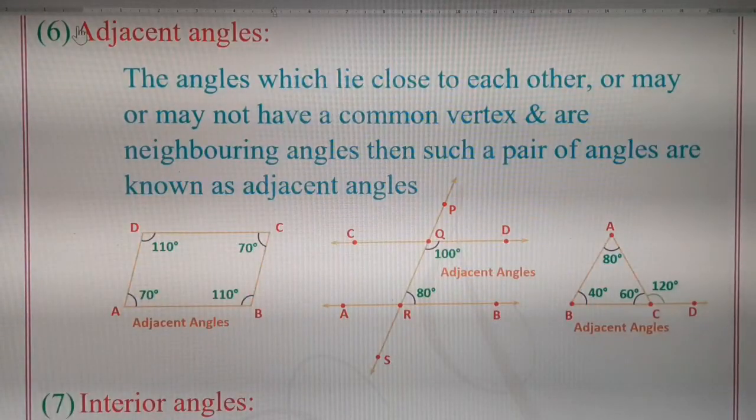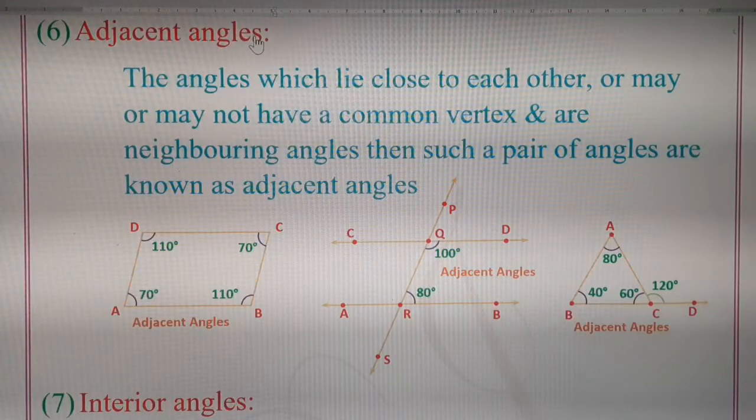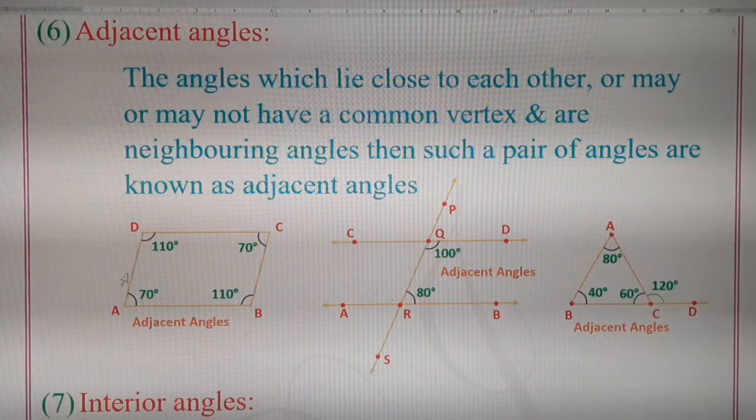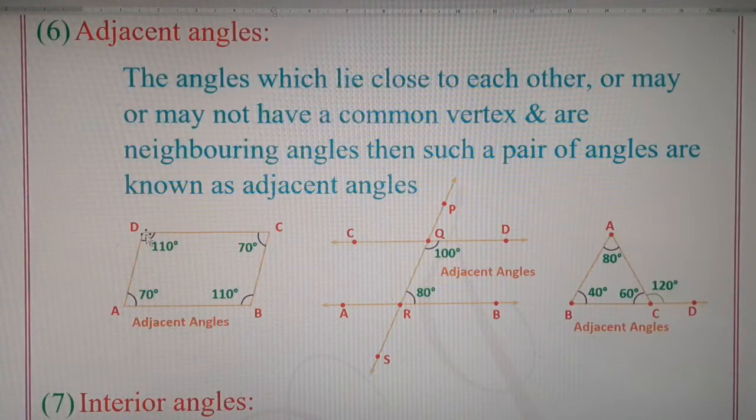Let's go to the next type, that is adjacent angles. Number 6, adjacent angles. The angles which lie close to each other or may not have a common vertex and are neighboring angles, then such a pair of angles are known as adjacent angles. Neighboring angles are known as adjacent angles. So in this particular diagram, parallelogram ABCD is given.